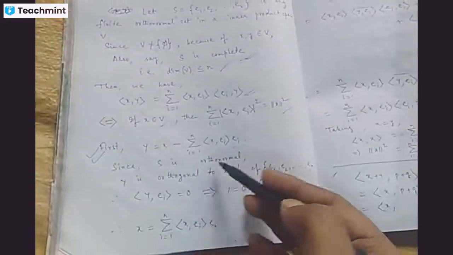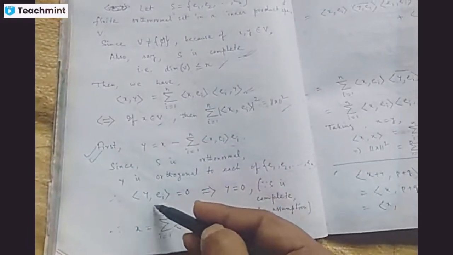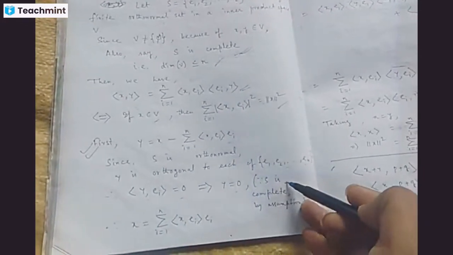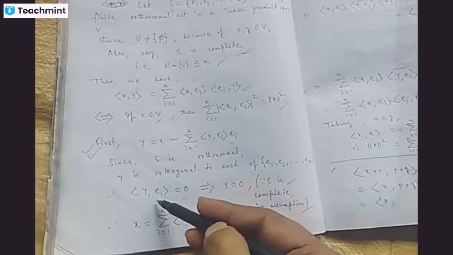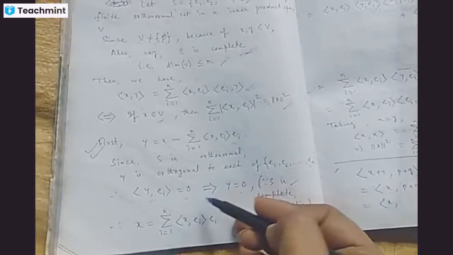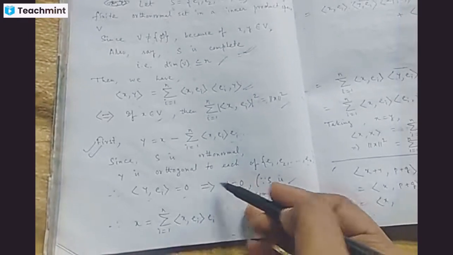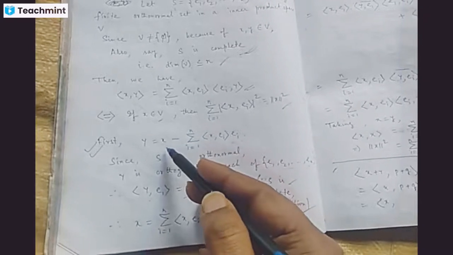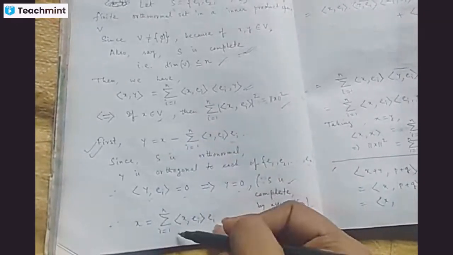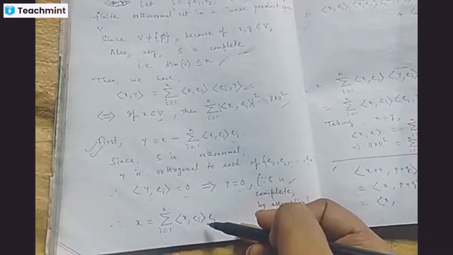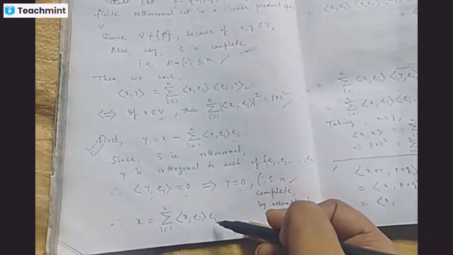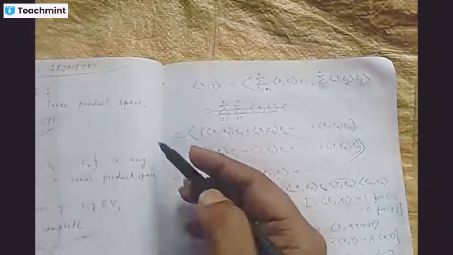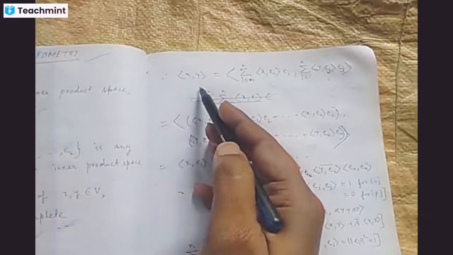Since y is orthogonal, the inner product of y and ei equals 0, which shows that y is equal to 0, since S is complete by assumption. So if y is equal to 0, then we find that x is equal to the summation over i equal to 1 to n of the inner product of x and ei times ei. Now we will find out what the inner product of x and y will be.